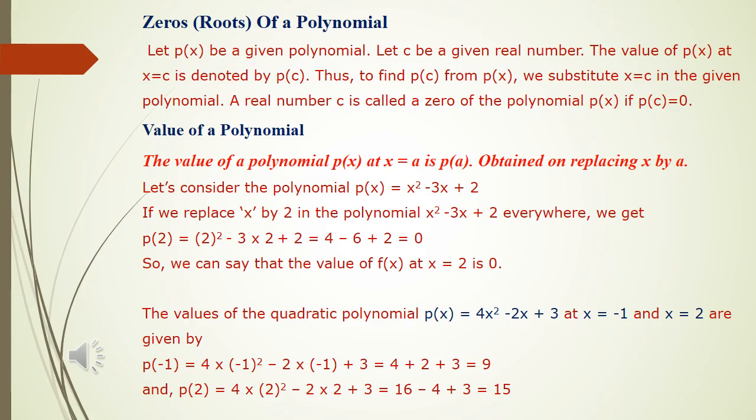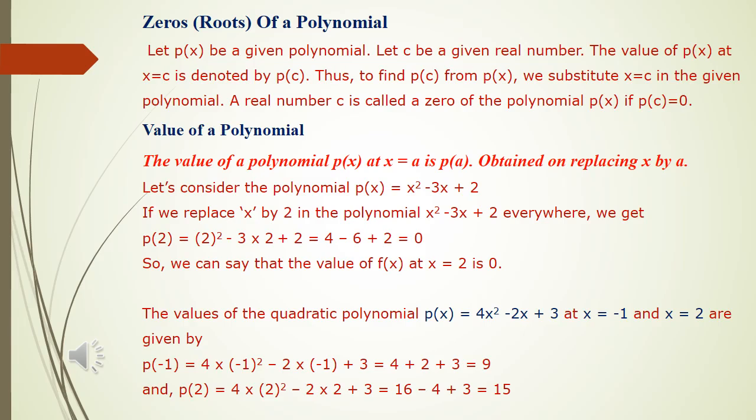By simplification, if we get the value of p of c as 0, we can say a real number c is a zero of the given polynomial. Let p of x equal to 0 be a given equation. Then zeros of the polynomial p of x are called the roots of the equation p of x equal to 0. Thus, a real number c is a root of p of x equal to 0 if and only if p of c is equal to 0.